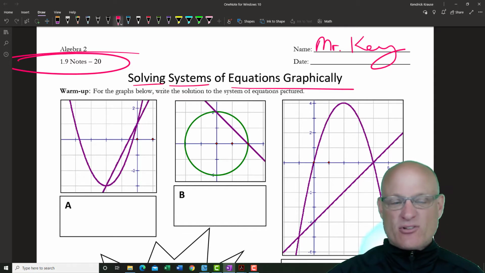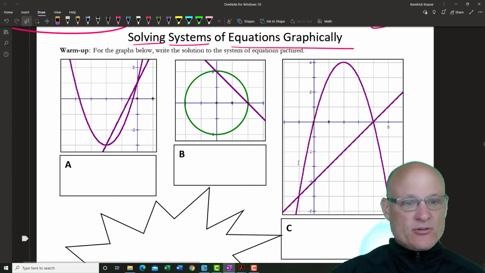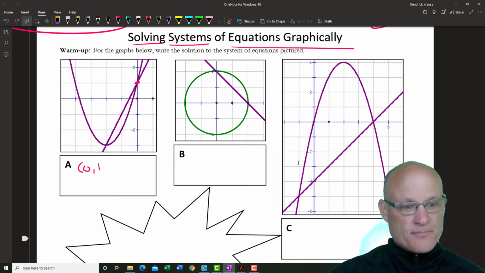Solving systems of equations graphically. You know this. This is from 9th grade. It's where they hit each other. They hit each other here at the point (0, 1). And they hit each other here at the point (-2, -3). And just to make it look all pretty, you should probably put it in curly brackets.